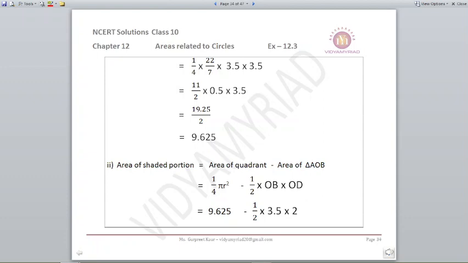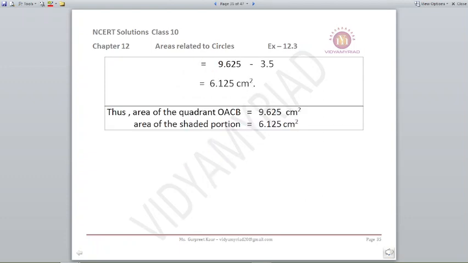We need to find out area of the shaded portion. So how we will find out area of shaded portion? That is area of the quadrant minus the area of the triangle. So area of the quadrant we have already found out, 1 upon 4 pi r square, that gives us 9.625. So area of the triangle is half into base into height, that is half into 3.5 into 2. Solve this, you get 6.125 centimeters square. This will be the area of the shaded portion.